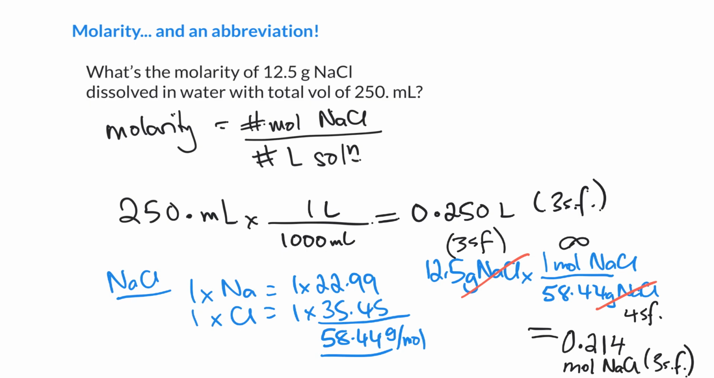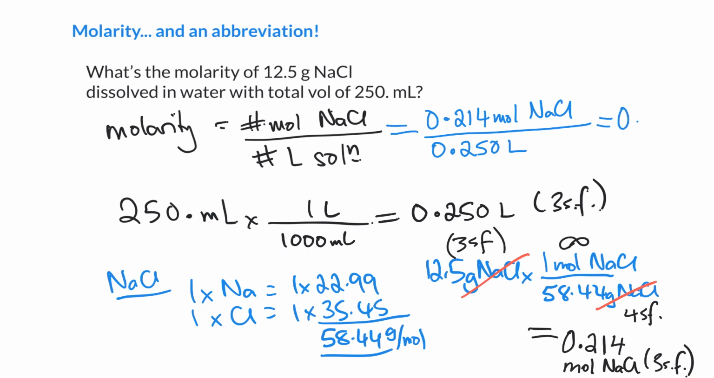That gives us enough information now to find the molar concentration. Our molar concentration, if we flip back up to the top, is the number of moles of sodium chloride over the number of liters. We have 0.214 moles of sodium chloride. I'm going to write that sodium chloride in. The number of liters was 250 milliliters, that's 0.250 liter. And we can push this on our calculator. My calculator says this is 0.856.